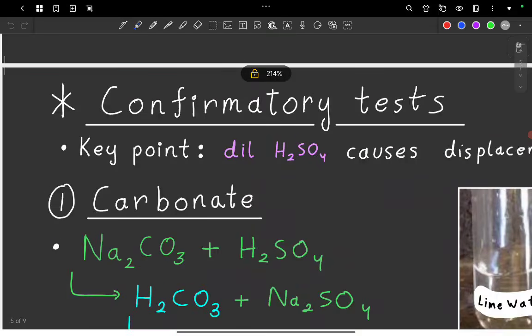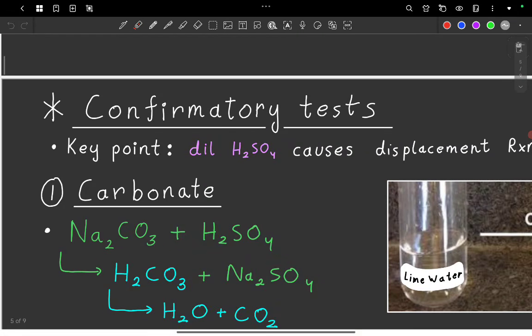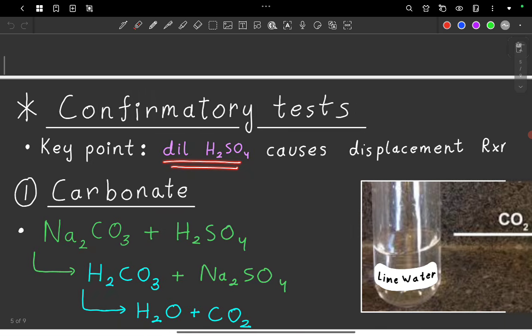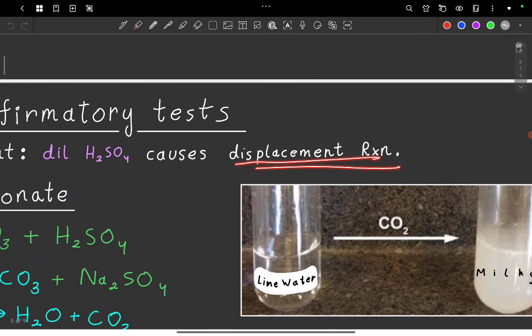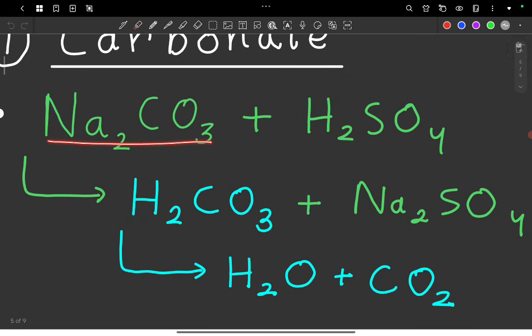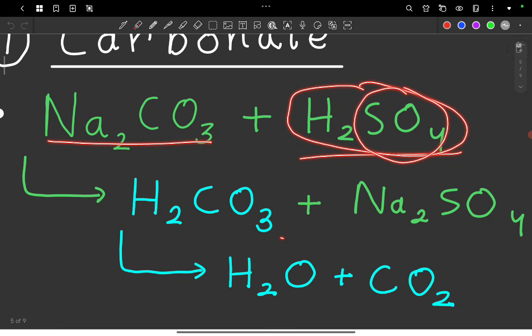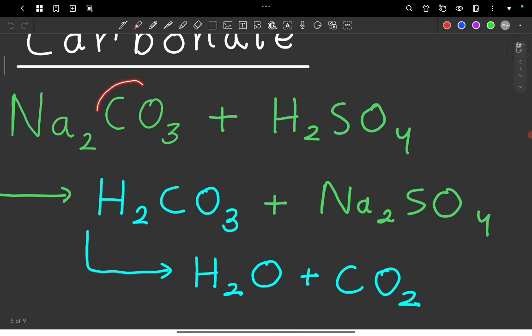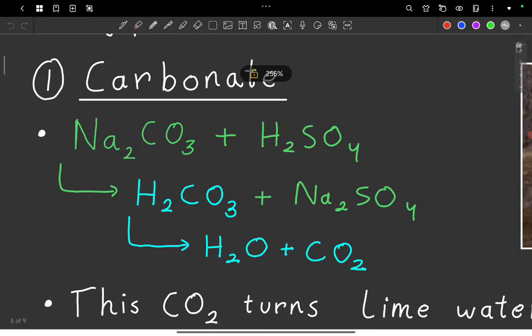Oh, and a general point I want to tell you: in all of these tests, the dilute H2SO4 causes a displacement reaction. What kind of displacement reaction? Basically, you see that there is Na2CO3 here and there is H2SO4 here. So H2SO4 causes a displacement reaction. How? This SO4 is now moving to Na, and this CO3 is now getting attached to the hydrogen. This is an example of a displacement reaction, or perhaps a double displacement reaction.